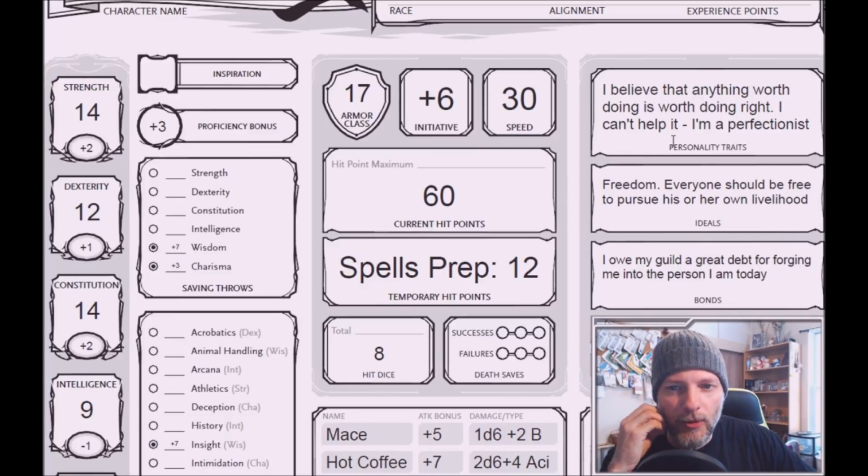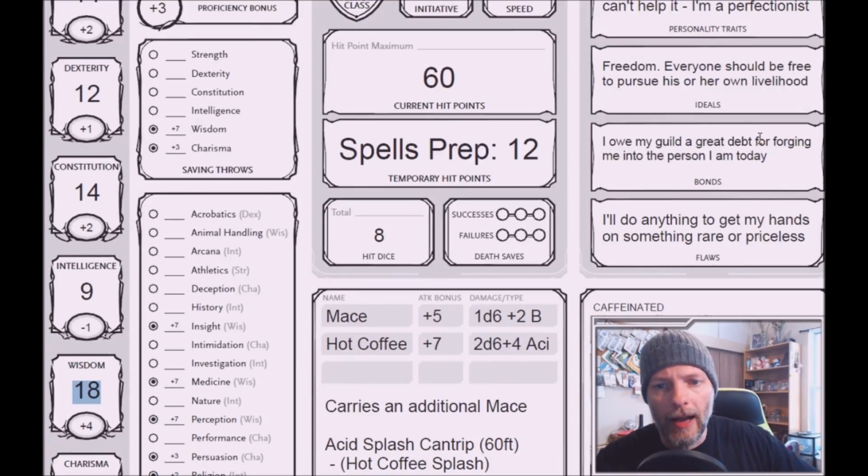I believe that anything worth doing is worth doing right. I can't help it. I'm a perfectionist. I will tie this into her always wanting to brew that perfect cup of coffee. Ideals is freedom. Everyone should be able to pursue his or her own livelihood. Bonds, I owe my guild a great debt for forging me into the person I am today. Again, she's going to look back at being a barista and working in the coffee shop as a positive in her life.